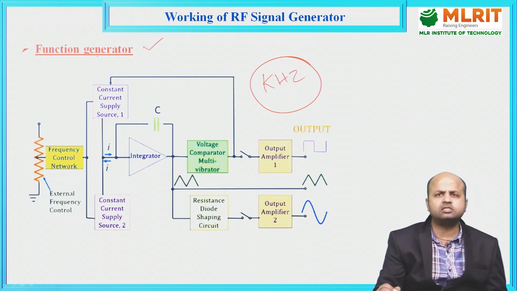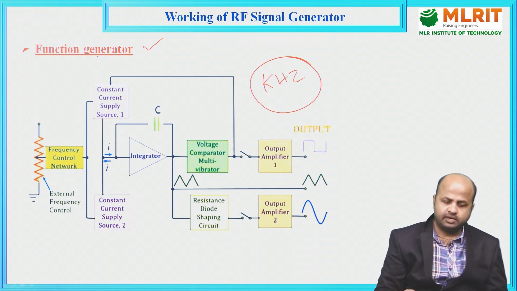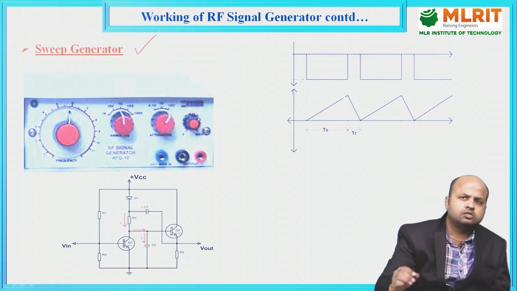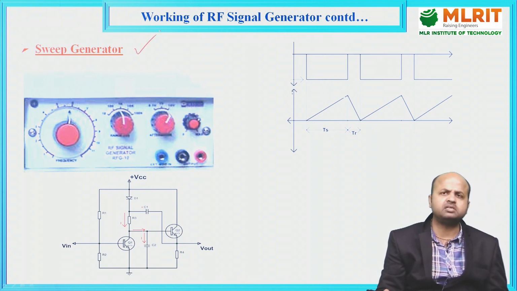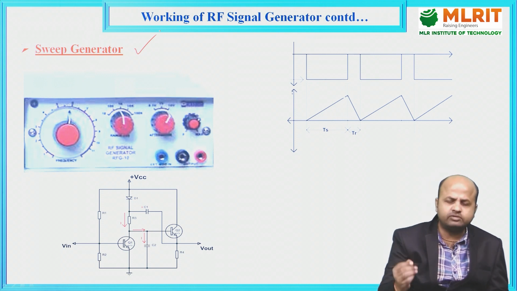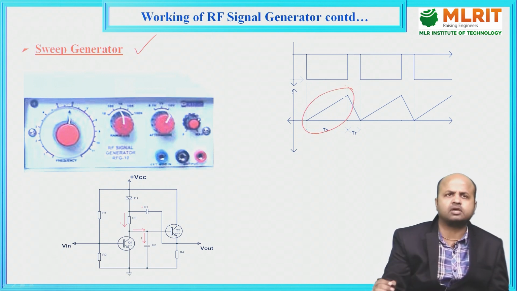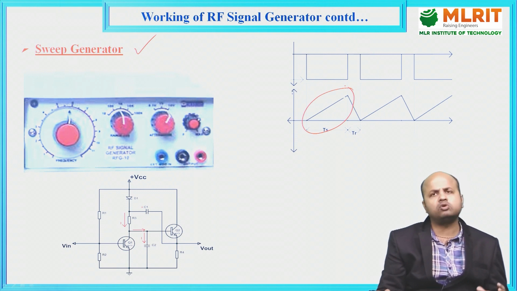So we have already discussed the function generator in previous video lectures. Next RF signal generator is a sweep generator. A sweep generator is an electronic device which produces a linear voltage with respect to time. It is also a type of RF signal generator.